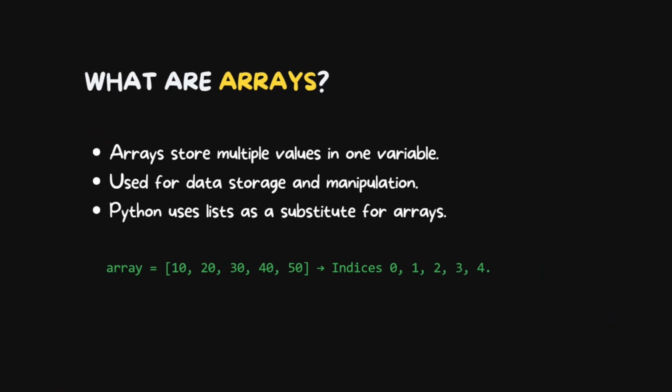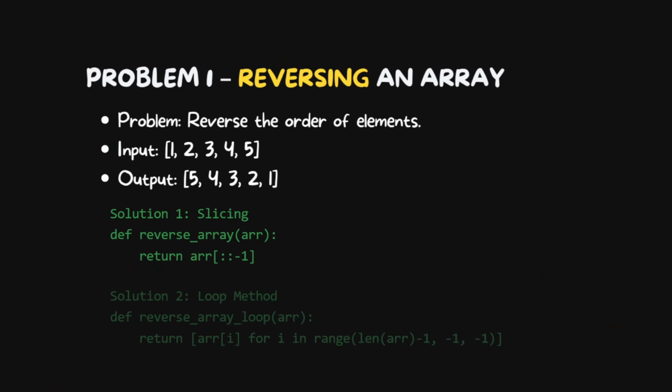Now that we understand the basics, let's move on to our first problem. The first problem is to reverse the elements of an array. For example, if the input is a list containing 1, 2, 3, 4, and 5, the output should be a list containing 5, 4, 3, 2, 1, which is the reversed form of the input. So the goal is to rearrange the array so that the first element becomes the last, the second becomes the second last, and so on.